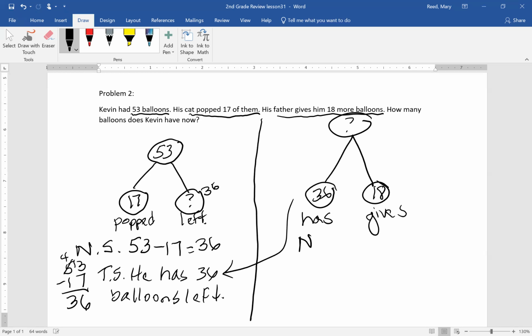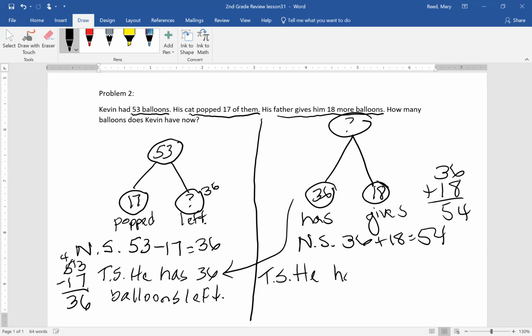We write a number sentence. If we have both parts in a part whole number bond, we add them to get the total. So 36 plus 18. Again, you can do your algorithm anywhere on the page that you have room. And that's 54. So now he has 54 balloons. So we would write PS, that's our target sentence. How many balloons does Kevin have now? He has 54 balloons now.